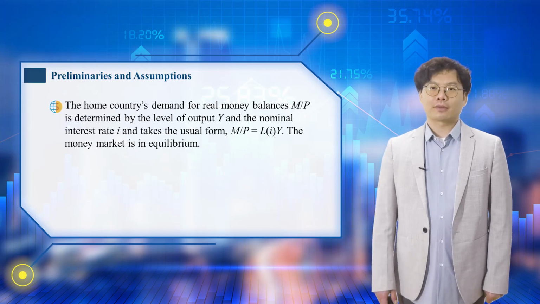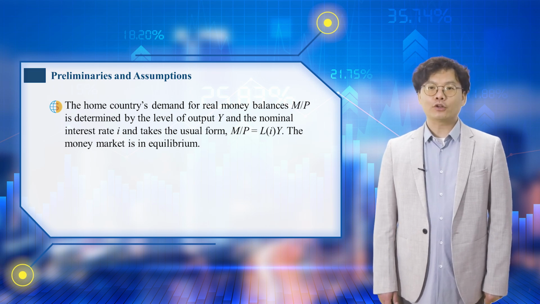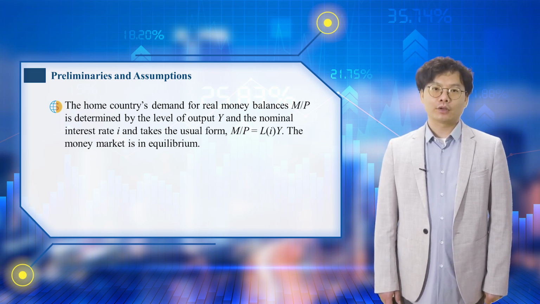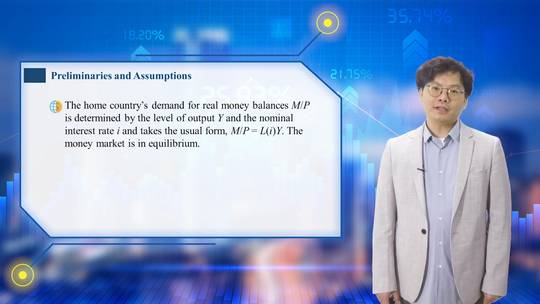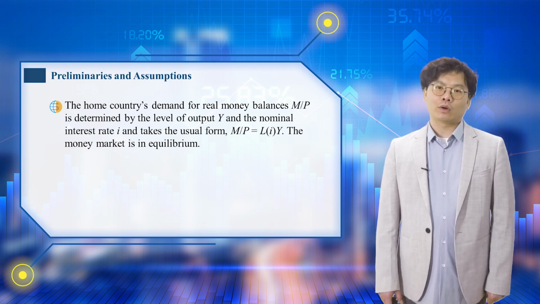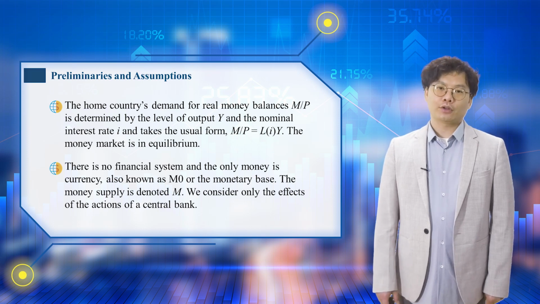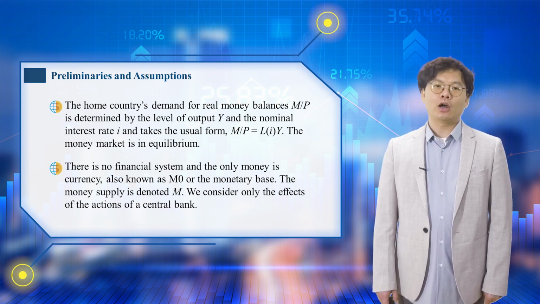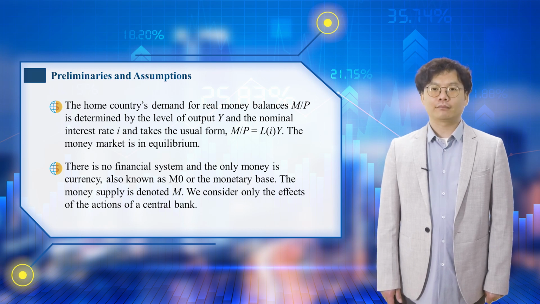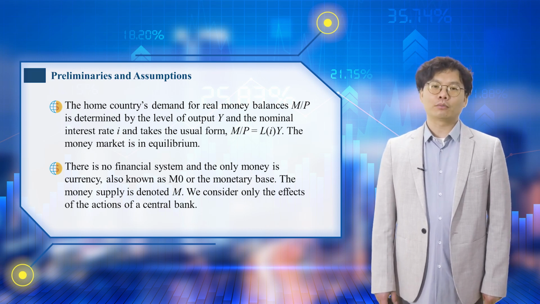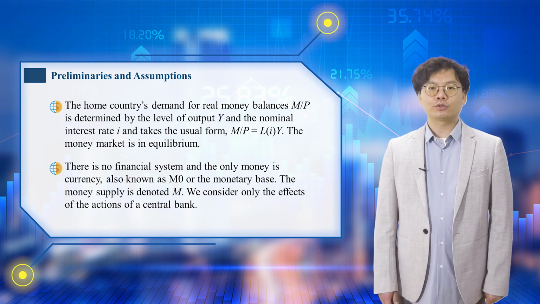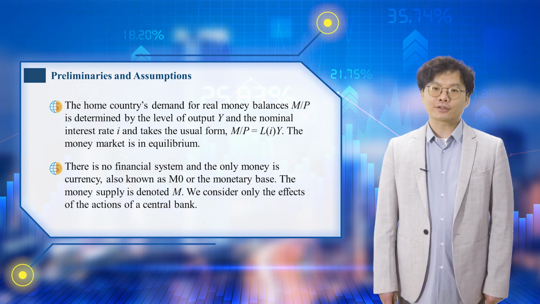The home country's demand for real money balance can be expressed as a function of output and nominal interest rate. So M over P equals L(i)Y. To simplify this assumption, we say the monetary base only includes money. To replicate the whole process, we also need to combine it with the central bank's balance sheet.